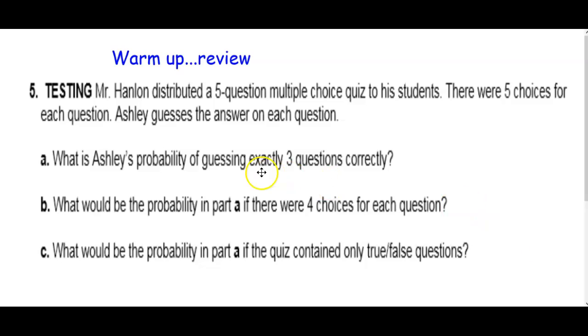All right. My warm-up is back on some of the probability stuff we did yesterday. So I'm going to try to go through these on the calculator with you real quick. Mr. Hanlon distributed a 5-question multiple choice test to his students. There were 5 choices for each question, and Ashley's going to guess on each question. What is the probability that Ashley guesses successfully 3 out of the 5 questions correctly?